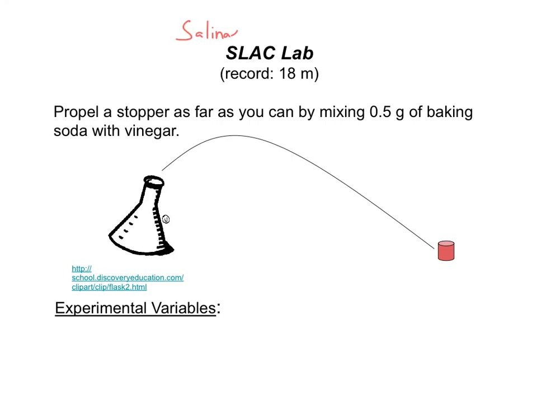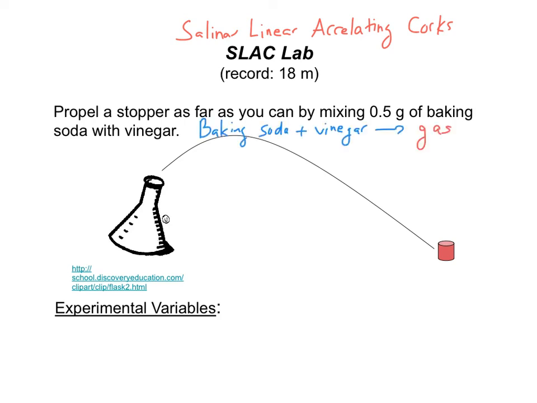SLAC stands for Salinas Linear Accelerating Corks. In lab, you're going to mix baking soda and vinegar and try to propel a stopper as far as you can. To propel that stopper, you want the pressure inside the flask to be as high as possible. For your experimental variables, should the moles of gas be high or low? Should temperature be high or low? What about volume? Try something, see how it works, then try something else, see if it works better.